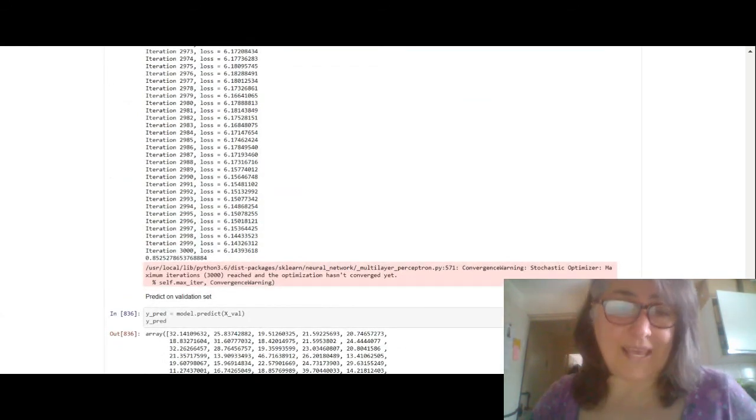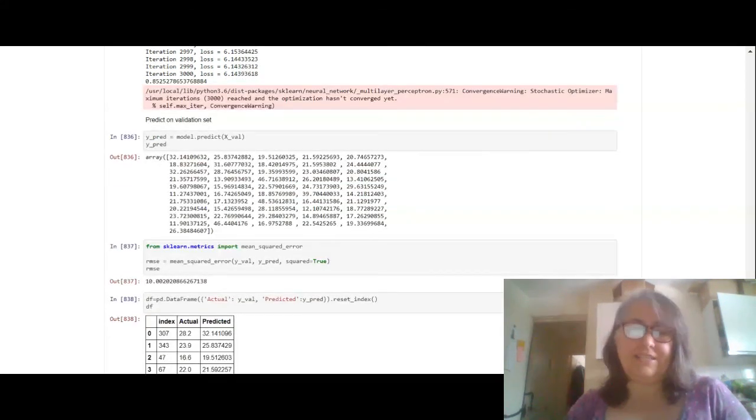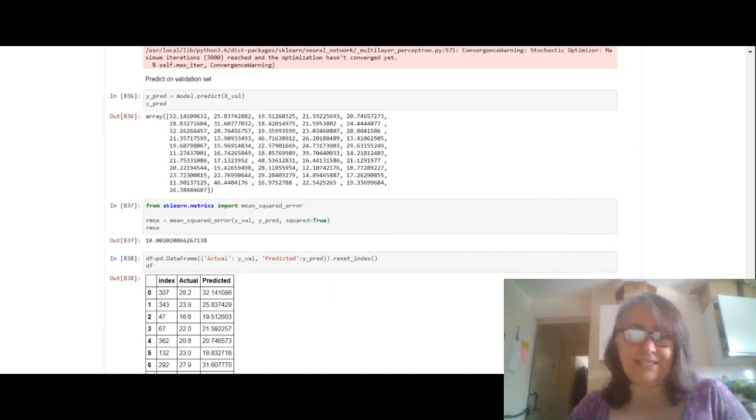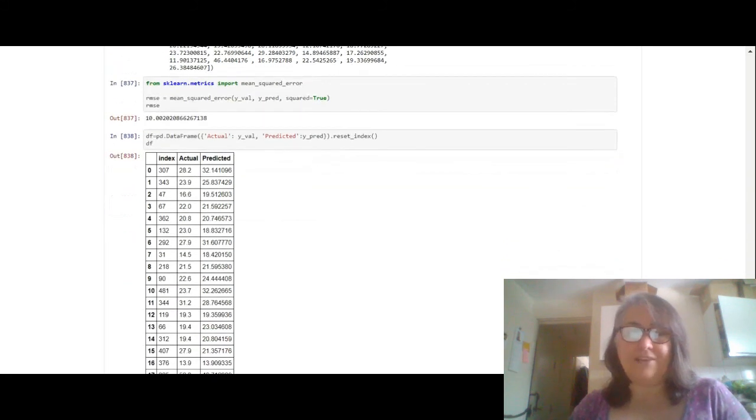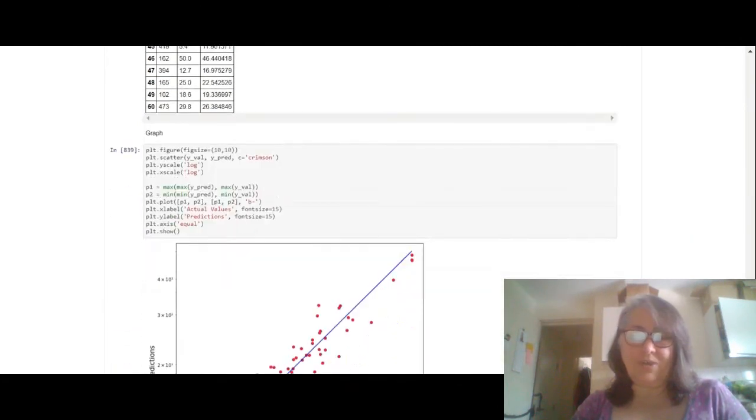Okay, so we had 3,000 iterations. If I'd wanted to, I probably could have had 4,000 iterations to get the accuracy up. And I might just do that when I finish this video, to see if I can improve the accuracy with 4,000 iterations, because we only had an accuracy of 85%. But I predicted on the validation set, and I got an RMSE of 10, which is good. I made a data frame with the Y-val and the Y predicted, and then I decided that I wanted to graph it.